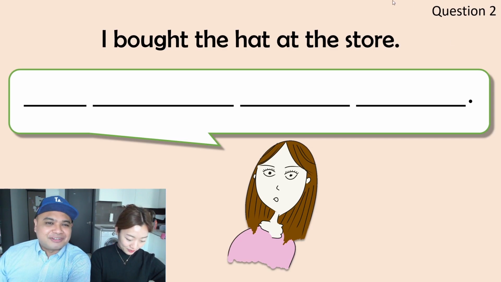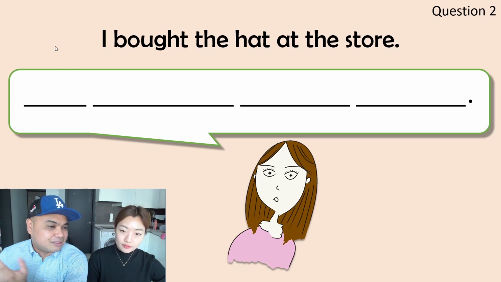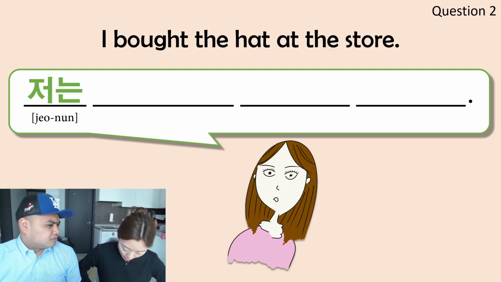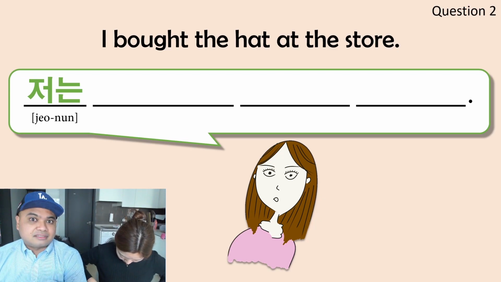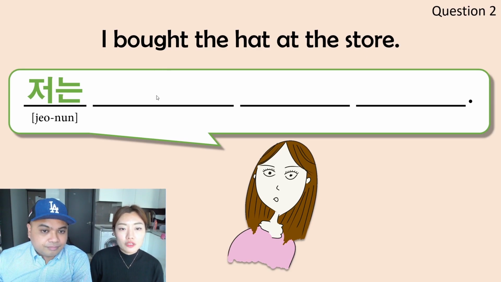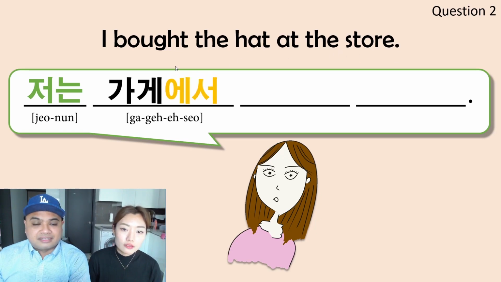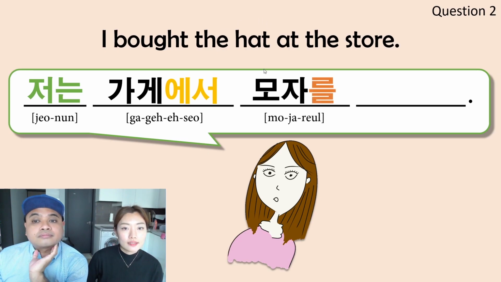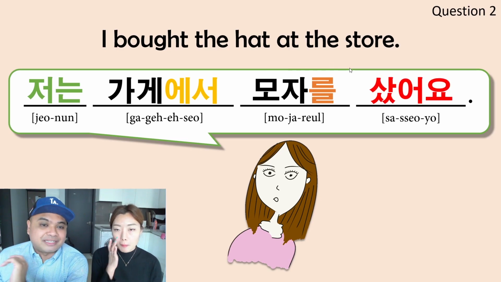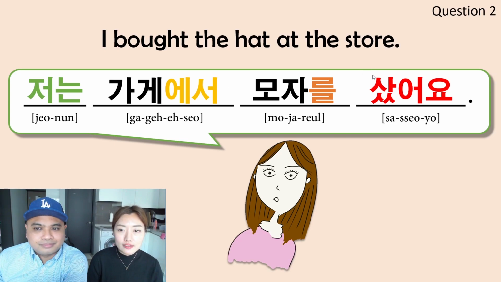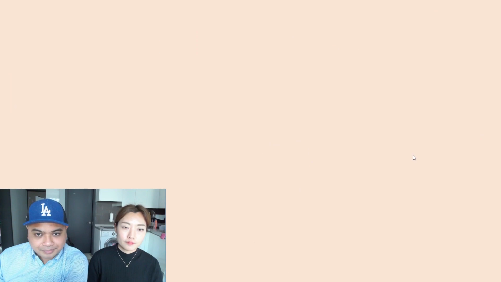So, of course, when you're answering, first part is 저는. You don't actually need 저는 when it's just between you two, but it's good practice to say it, right? And then, what is the next part we need to say? You should say the location, which is store, 가게에서. And then the object, 모자를 샀어요. And the verb at the end. So 저는 가게에서 모자를 샀어요.